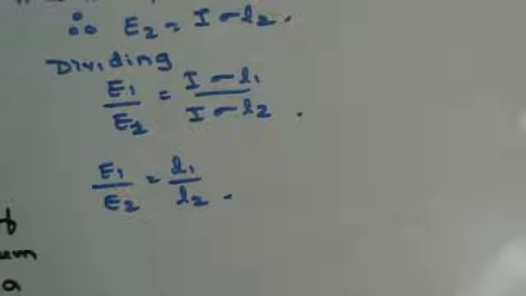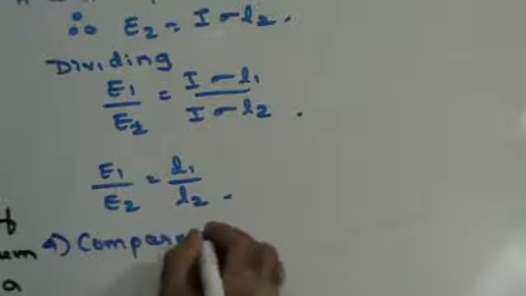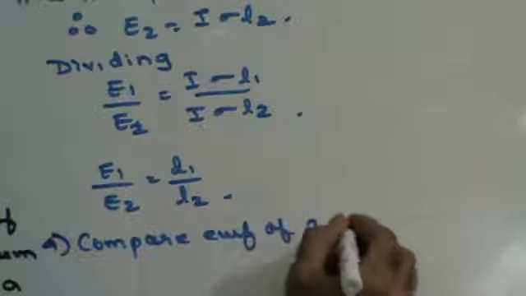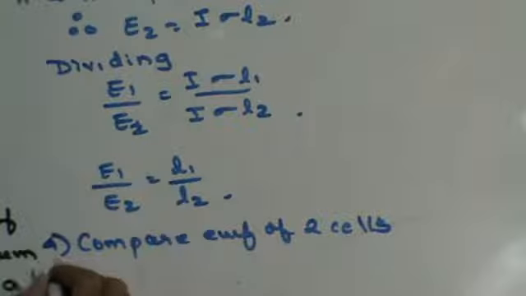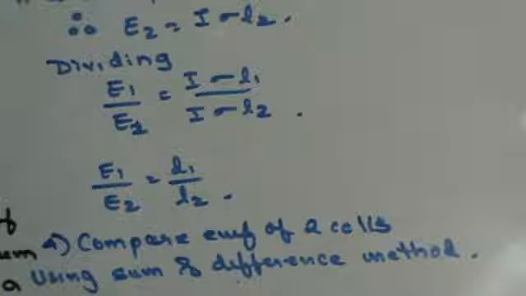Now I told you that there are two methods to compare the EMF of the two cells. Here I was using the two cells separately. There is another method to compare the EMF of two cells, and that is called the sum and difference method. Now, I'm not drawing the potentiometer wire again. Now I'll just show you how we do this.